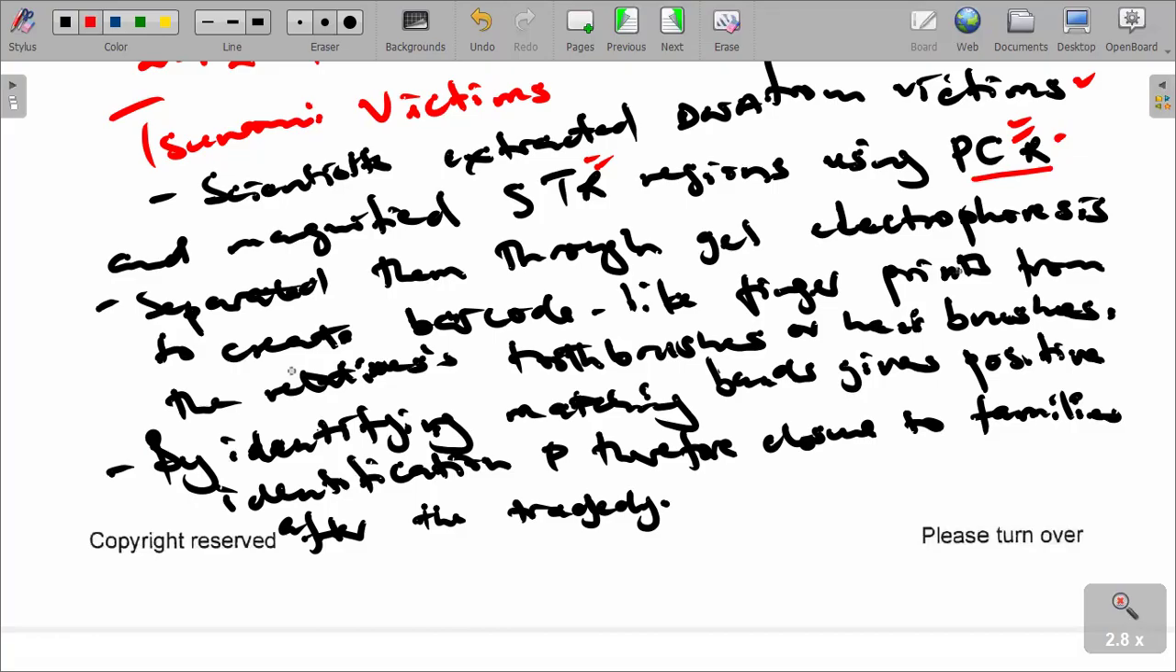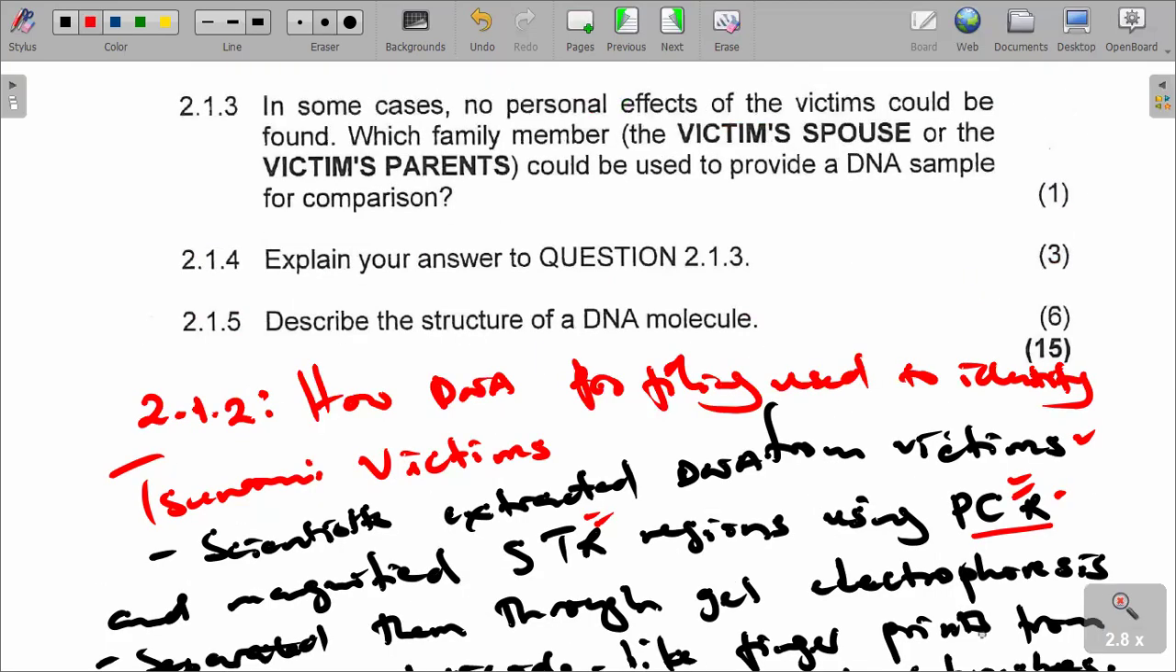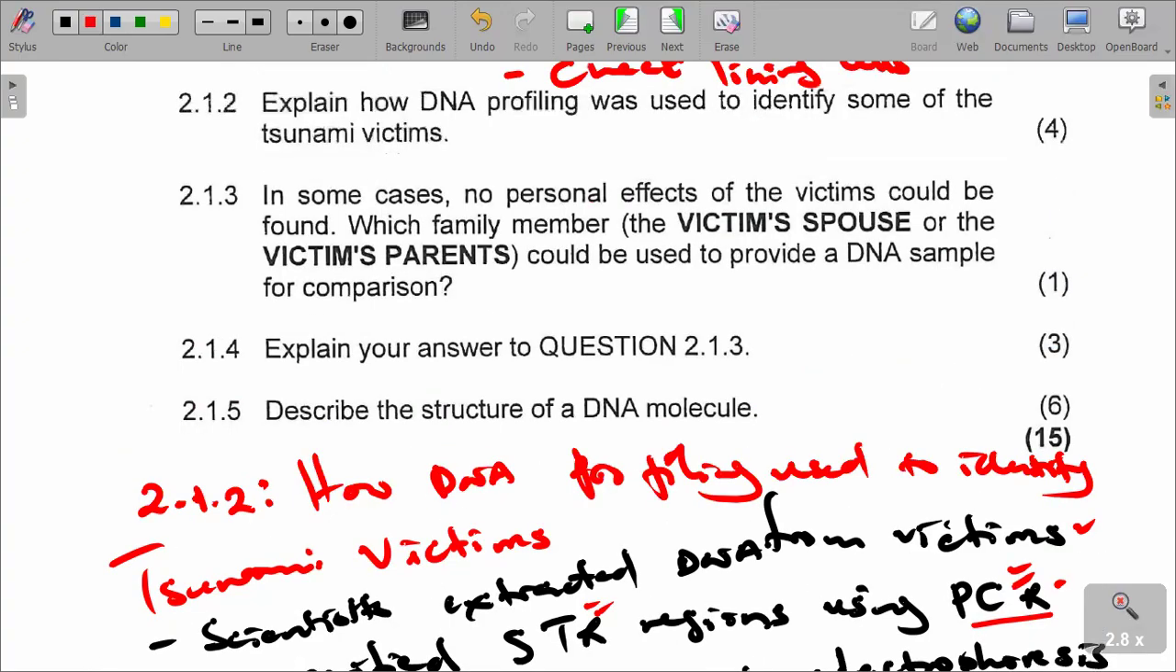And then they are separated through gel electrophoresis to create barcodes like the fingerprints from the relatives, from the relatives' hair brushes, and by identifying matching bands, this gives a positive identification and therefore closure to families after the tragedy. That is one thing you need to understand in this respect. So explain your answer.